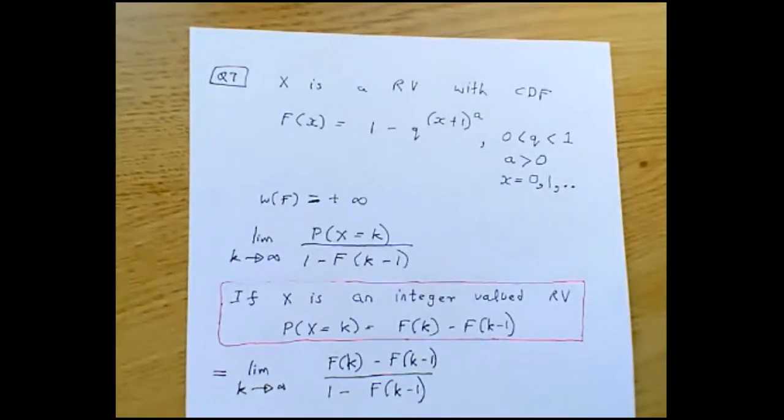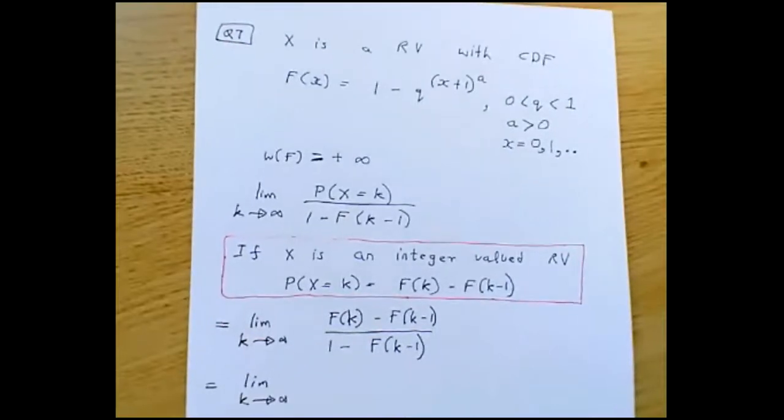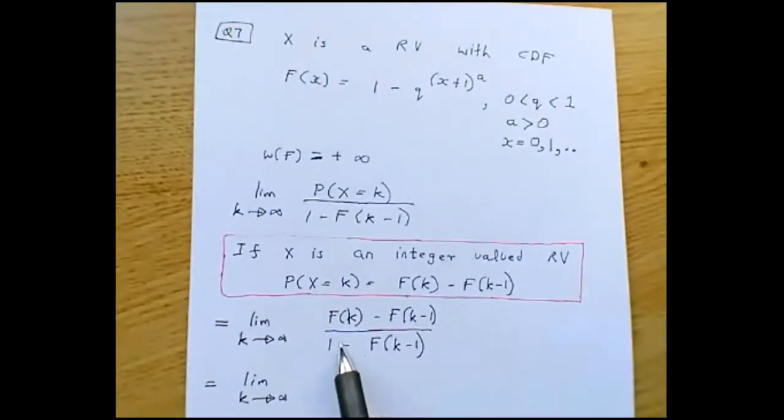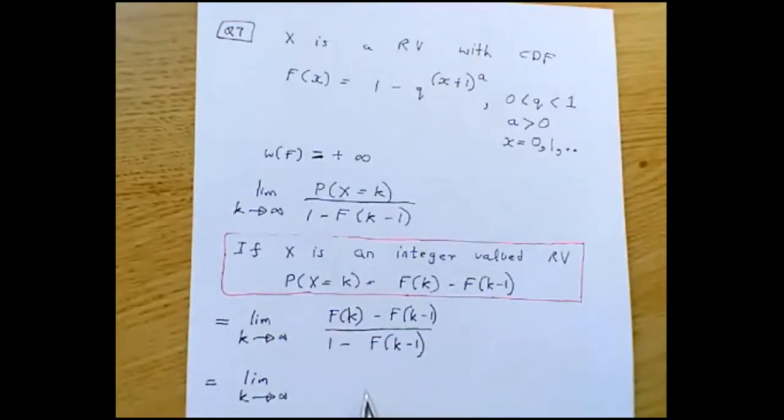Okay, you see what I've done. Now we know everything. So this is going to be the limit. Now we know what fk is, and we know fk minus one. So we know everything. So let's see.